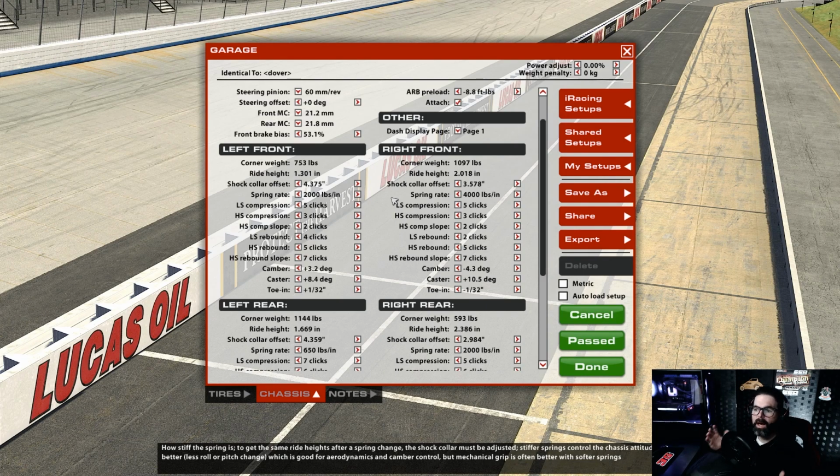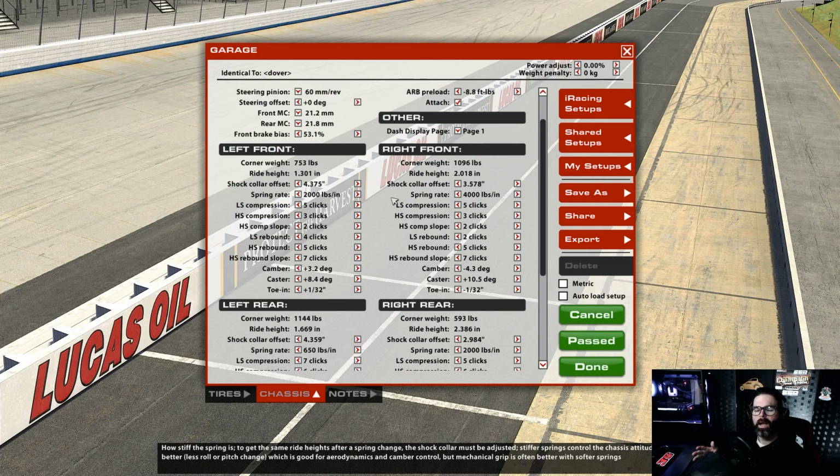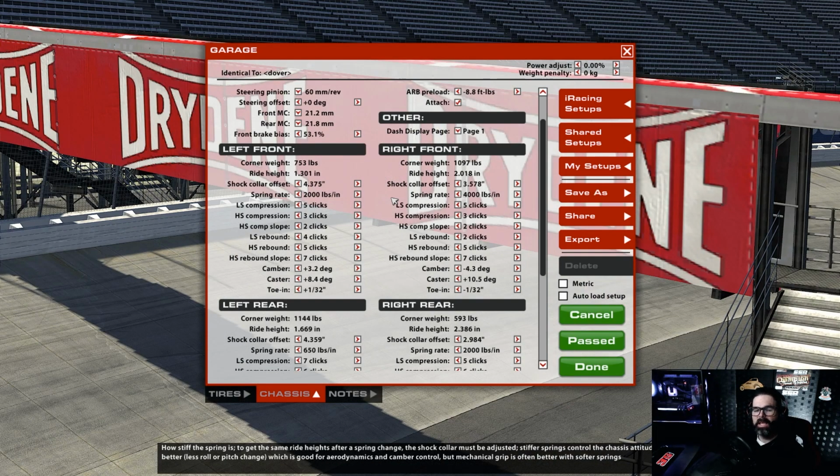Now, once again, high speed compression and rebound, it's the same concept as low speed. It's just looking to control the higher speed movements like we talked about with bumps, curb strikes, and things like that. Now, the reason why high speed is important is because certain tracks, take Dover, for example, the track that we're at, can have bumps, and really fine tuning and dialing in the high speed can have a huge effect on the overall comfort of the car.